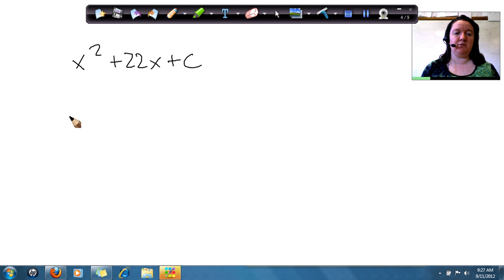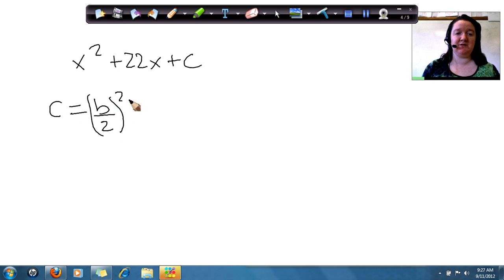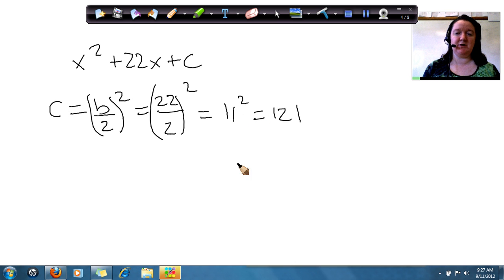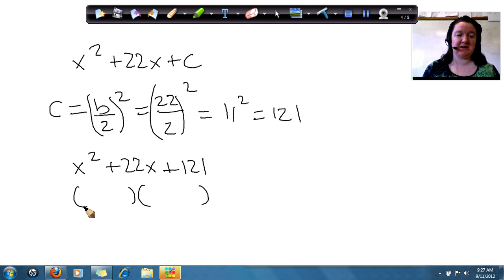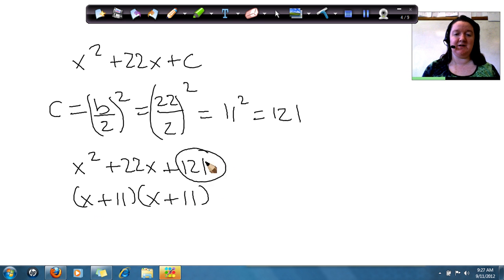Here we need to think about what our value in the middle will be. So we know that c is equal to b divided by 2 squared. So our b value is 22. If we square that, it's going to give us 11 squared, which is 121. So I could have the expression x squared plus 22x plus 121, because I could break that down into factors, x plus 11, x plus 11. So I know I have a perfect square trinomial, and our c value is 121.